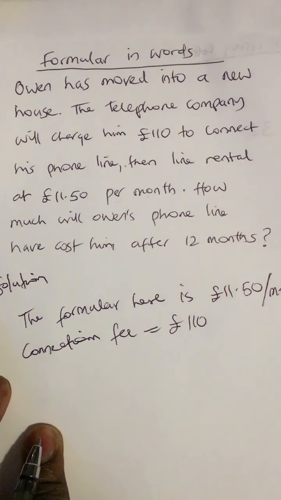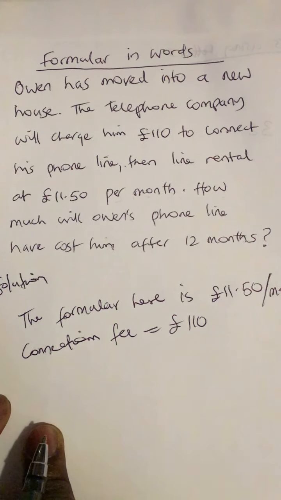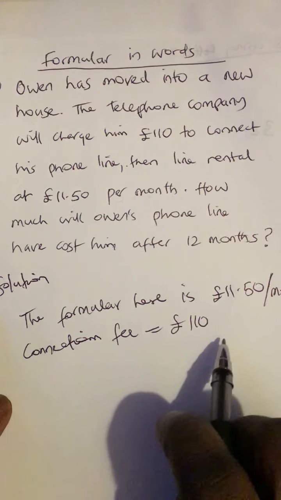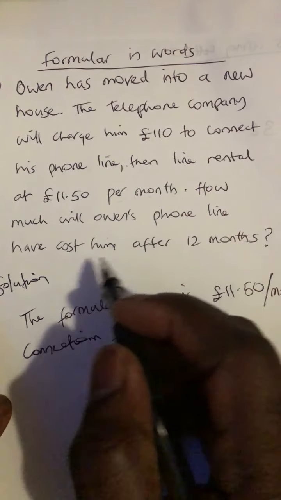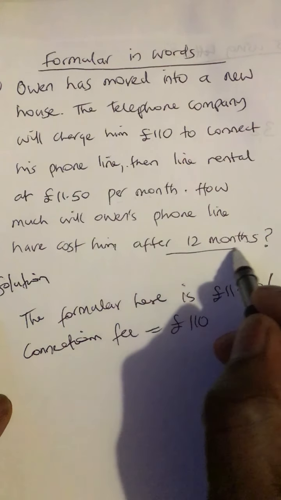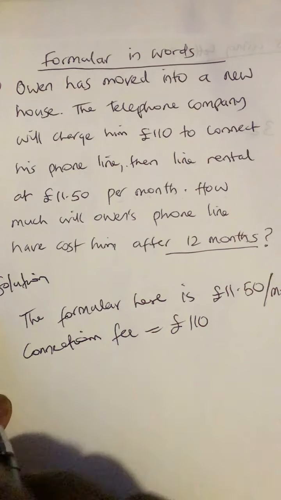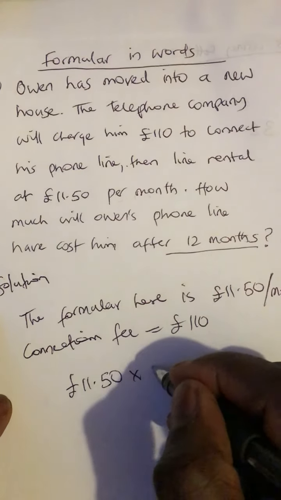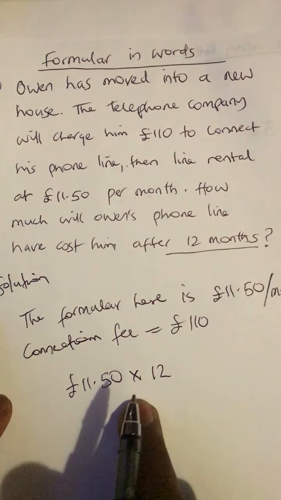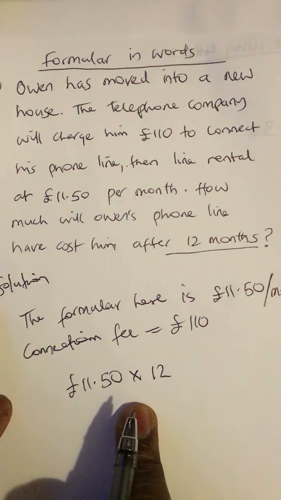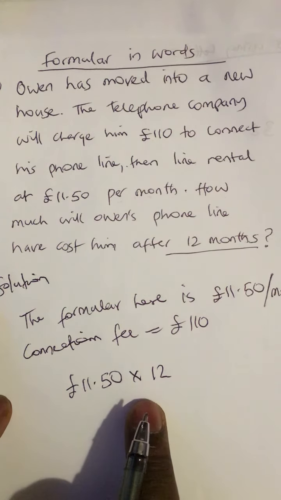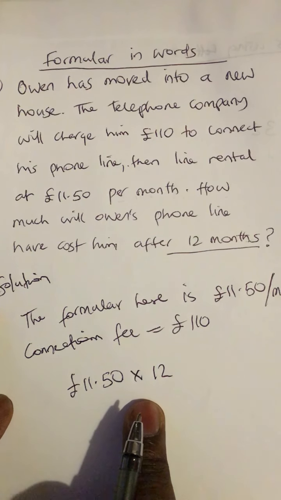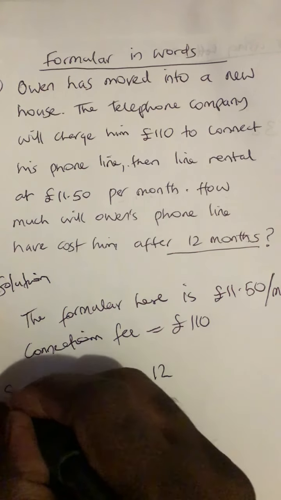So the next thing now is we'll work out the calculation. The first step is paying £11.50 per month, and we are made to understand that it would be calculated for 12 months. So we now have £11.50 per month times 12. That's the cost of line rental for 12 months. So that's £11.50 times number of months, which is £11.50 times 12. That's step 1.